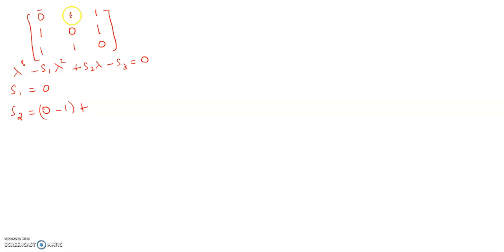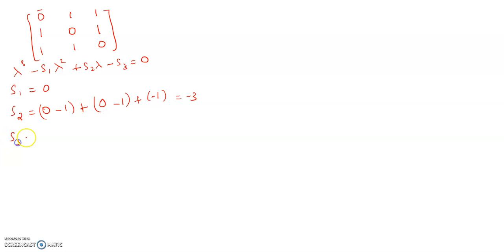So leave the row and the column. Remaining is 0 into 0 is 0 minus 1 into 1 is 1. So minus 1. Next, the third diagonal entry is this 0. So leave the row and the column. Remaining 0 into 0 is 0, minus 1. So minus 1. So minus 1 minus 1 minus 1 is minus 3.